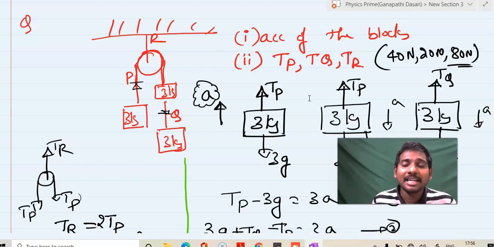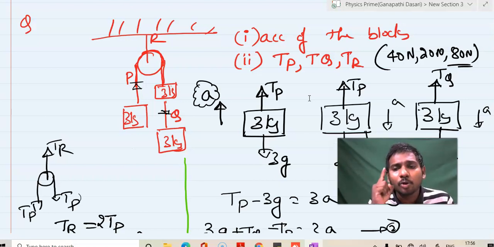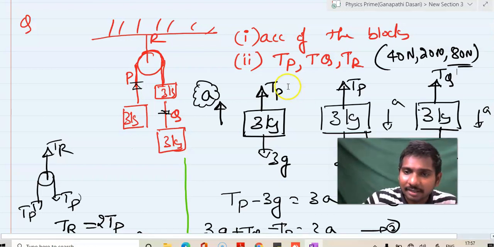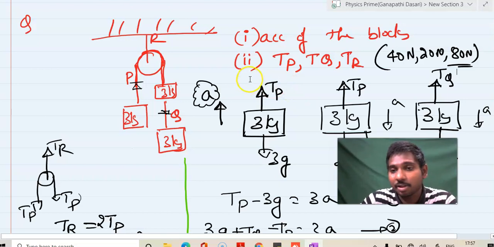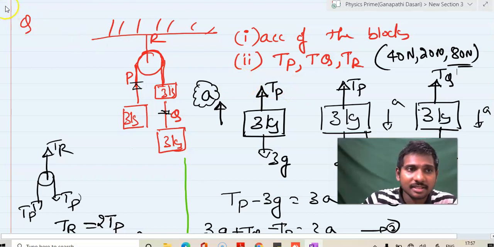If you are clear with this video, any number of problems from the pulley arrangement can be solved easily, and you need to know only one extra point in solving the complex pulley problems that we will see in the next lecture of our series.